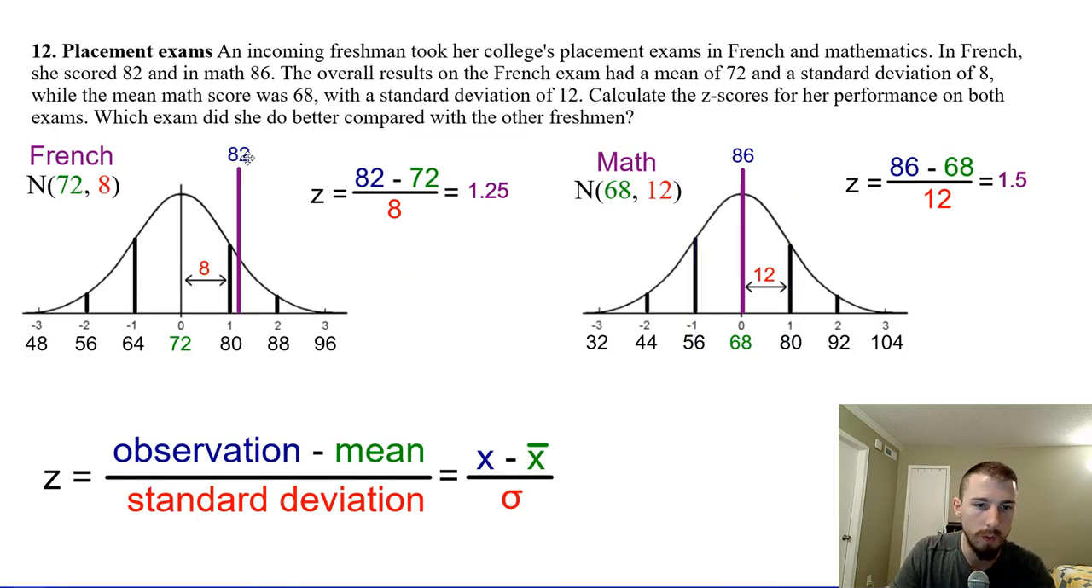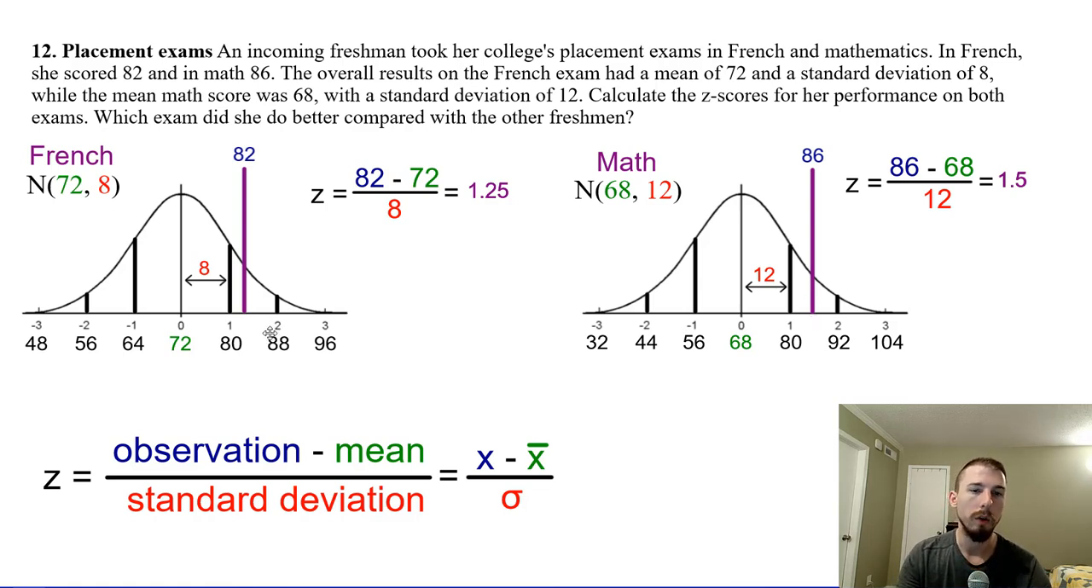All right, so where does 82 fall? That falls somewhere around here, and 86 falls somewhere around here. So both of these are going to be somewhere between 1 and 2 standard deviations above the mean, which would be our z-score. So let's calculate the exact z-score. The z-score is the observation minus the mean divided by our standard deviation. And this is what allows us to compare apples to oranges, or French score to math score.